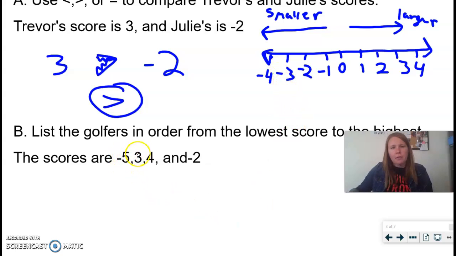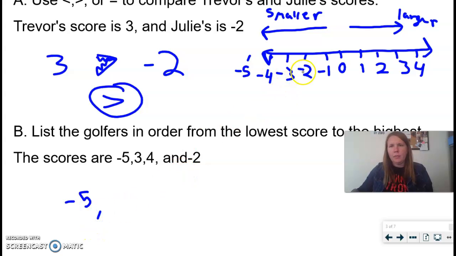So we've got -5, we've got 3, we've got 4, we've got -2. We want the smallest or the lowest score. So if we're using this same trend, the next thing after -4 would be -5. And so we've got -5, 3, 4, and -2. -5 then is my smallest amount on my list.